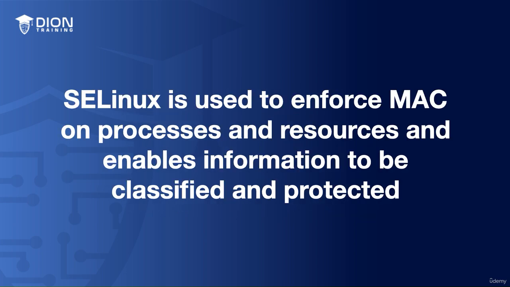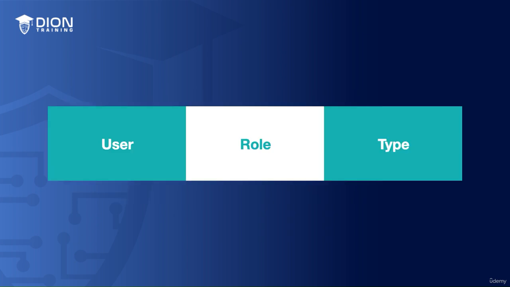SELinux is used to enforce MAC on processes and resources, and it enables information to be classified and protected based on its confidentiality and integrity requirements. This helps us mitigate the damage that could be caused by information getting into the hands of a malicious user or malicious application. Now, SELinux defines three main contexts for each file and process.